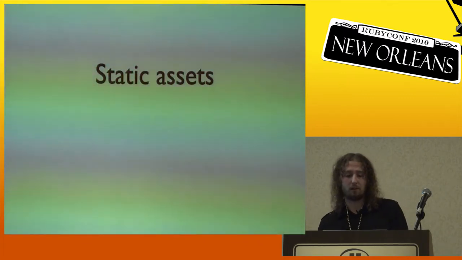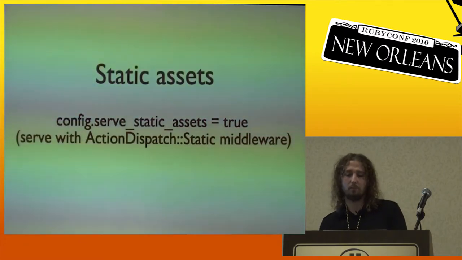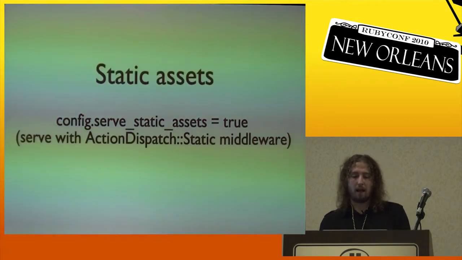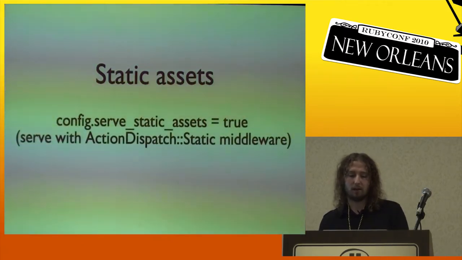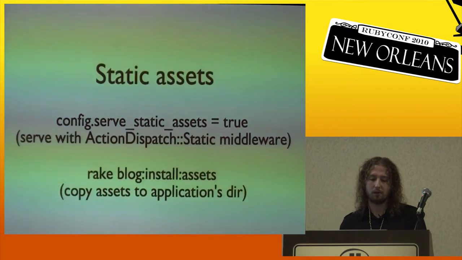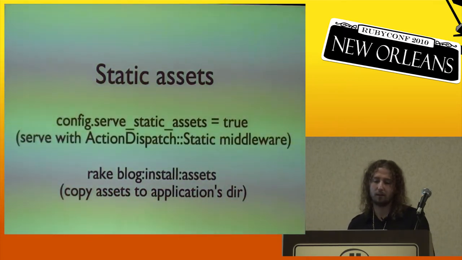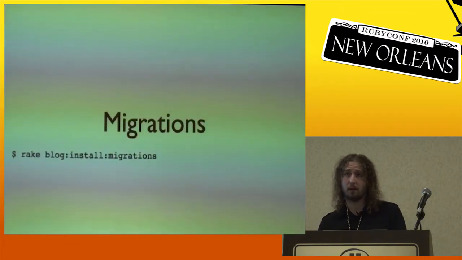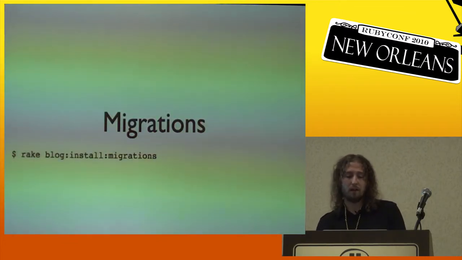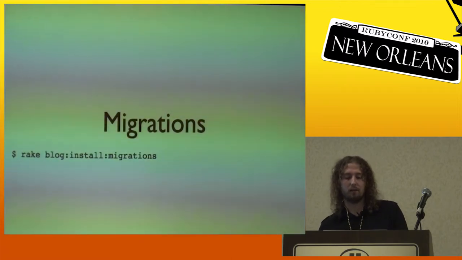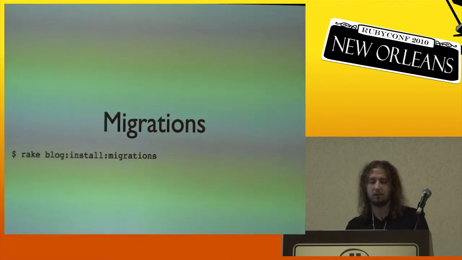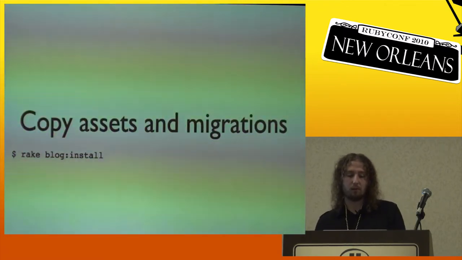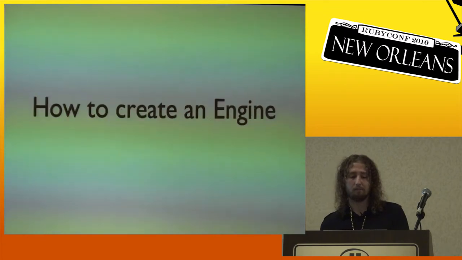And chances are that you will need static assets, so you can do it in two ways. You can use config.serve_static_assets, which will serve static assets by ActionDispatch::Static, or you can copy assets to the application's public directory by doing rake blog:install:assets. You can do the same thing with migrations. You can do rake blog:install:migrations, and it will copy all the migrations to the application's directory. And you can do both things by saying rake blog:install.